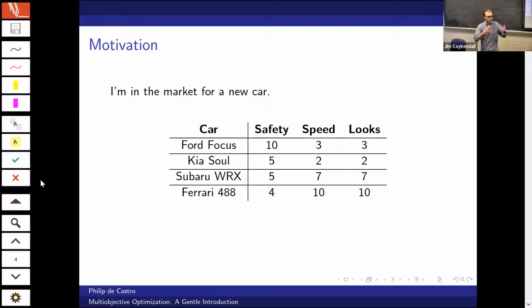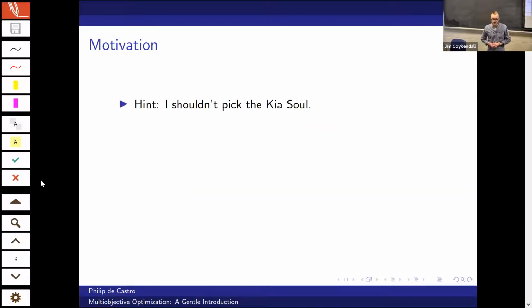So looking at this, we want to compare each of our different options. Each option is our car, and our criteria again are the safety, the speed, and the looks. And so how do we pick the best one? How should I look at this ranking and decide which car is the best one for me? Well, one hint at answering that question is I shouldn't pick the Kia Soul.